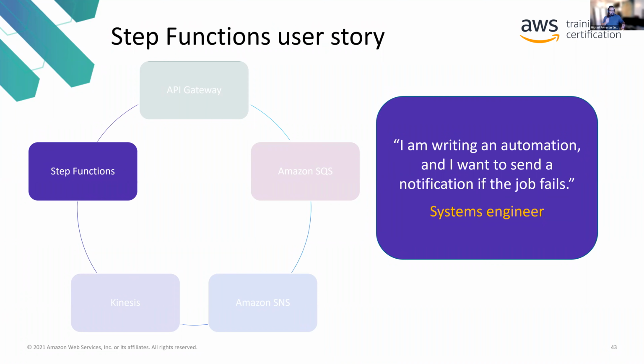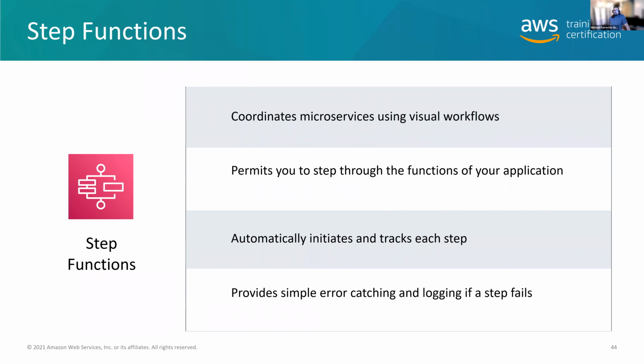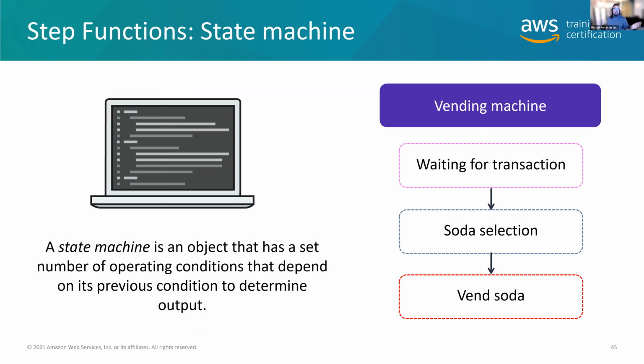So then the last thing we're going to talk about is step functions. Step functions allows you to basically coordinate Lambda functions together. Now, it doesn't just do Lambda, but it basically allows you to define microservice workflows, lets you step through the functions of your application, allows you to initiate, track each step, and then of course you've got all the error catching and logging. This is basically a state machine. Its job is to support you defining and walking through your different processes. So, either waiting for a transaction, selecting a soda, vend the soda, like simple processes like that.